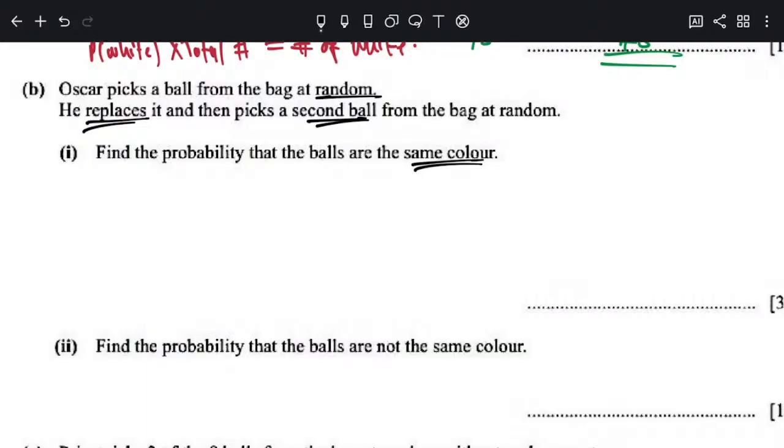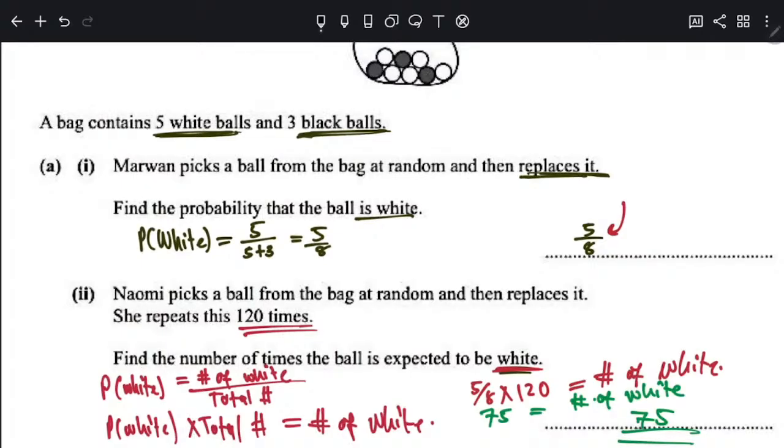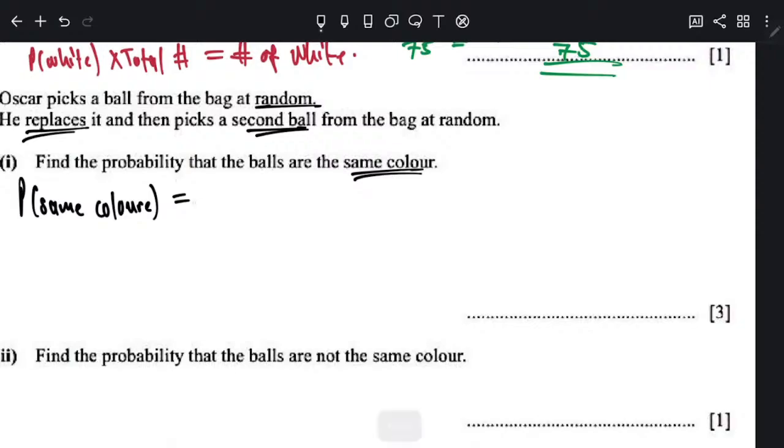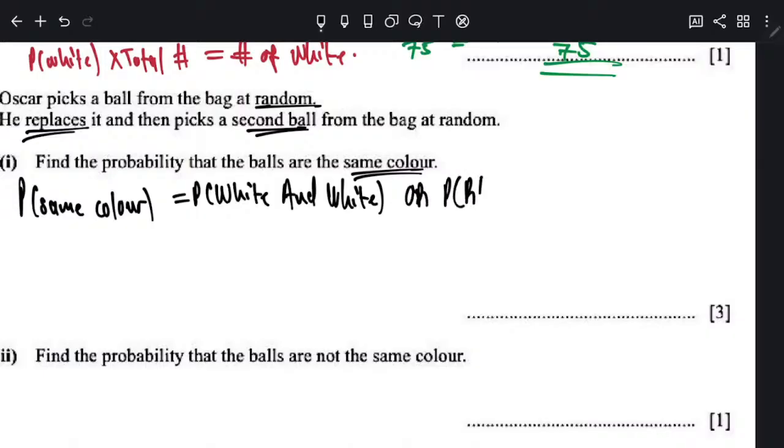So find the probability of same color. You say probability of same color will be equal to, what are the colors we have? White and we have black. And remember, we are picking 2 times. So it's either probability of white and white, or the probability of black and black.